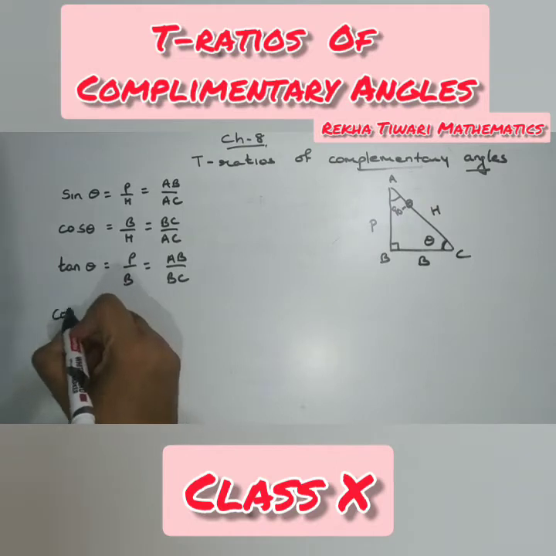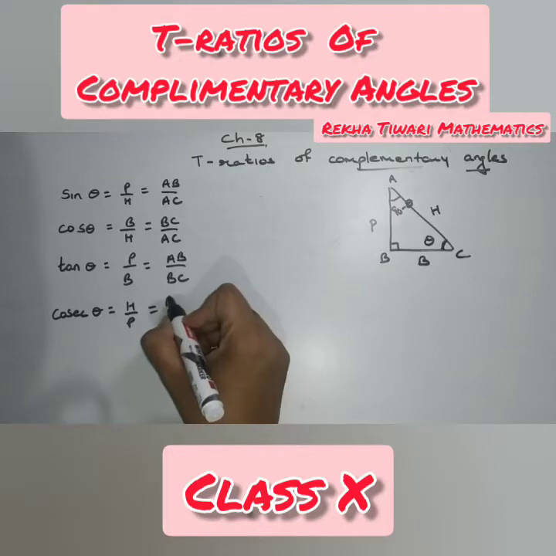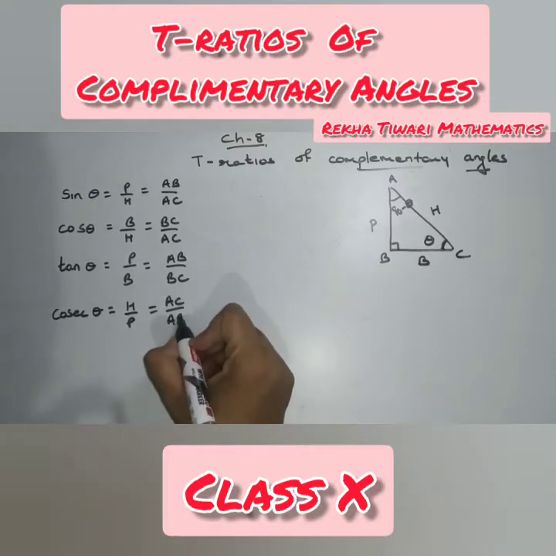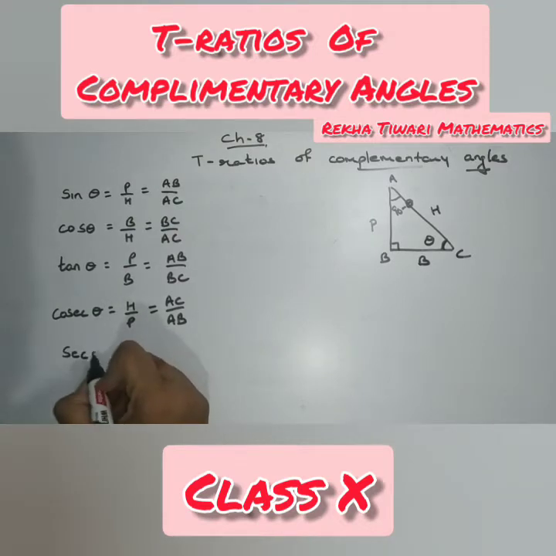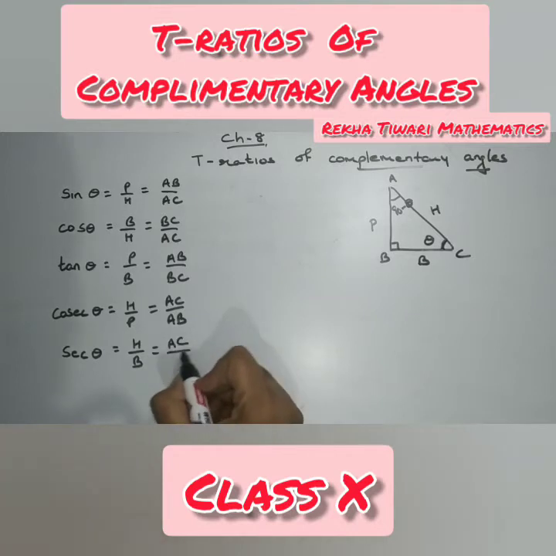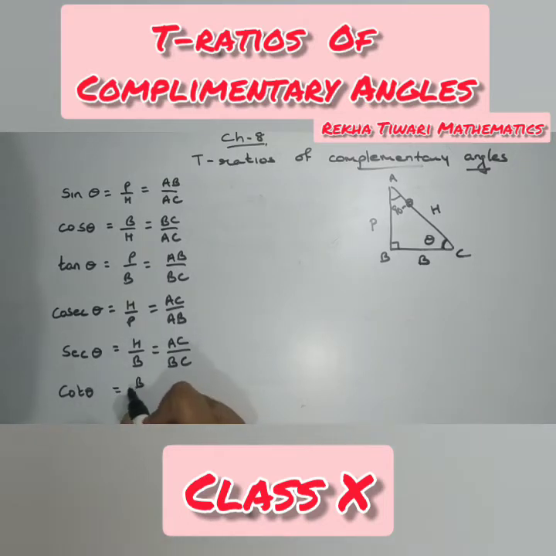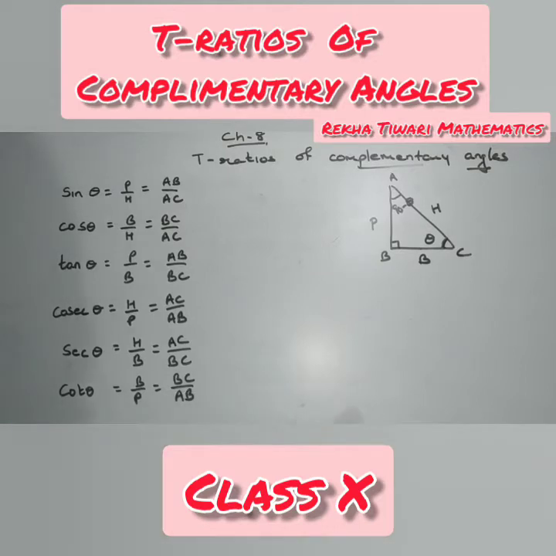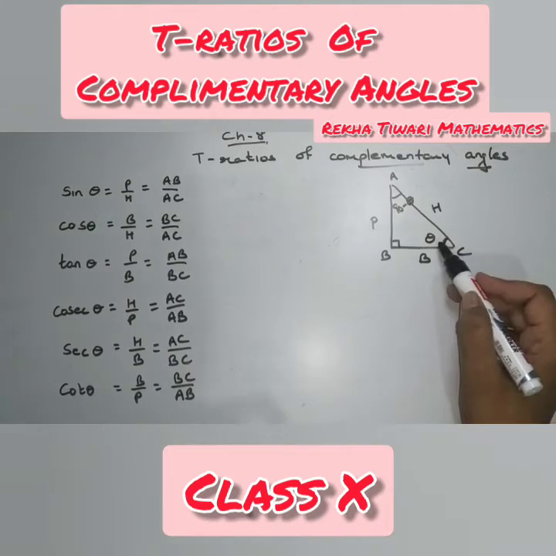Reciprocal of sin is cosec. So cosec theta is H by P, which is AC by AB. Reciprocal of cos theta is sec theta. So this is H by B, AC by BC. And reciprocal of tan theta is cot theta, which is B by P. So this is BC by AB. Okay. So these are with respect to angle C, with respect to theta.